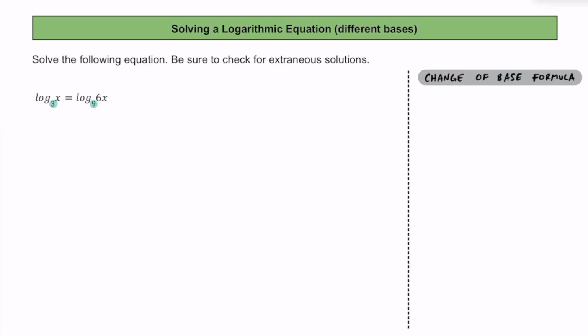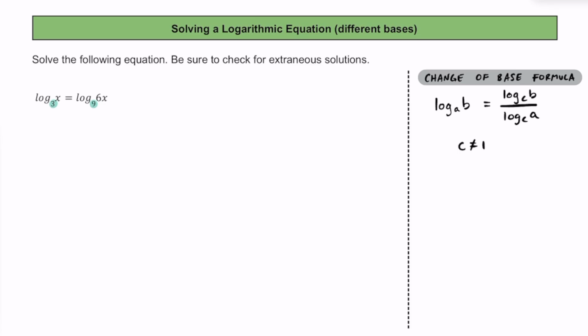When dealing with logarithmic equations with different bases, it's good to know the change of base formula. This formula states that when you have log base a of b, we can rewrite this as log base c of b over log base c of a. What's nice about this formula is you can choose different values of c that make your problem a little bit easier for you, as long as you don't choose 1.